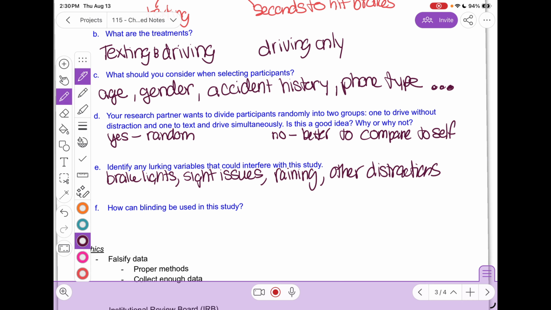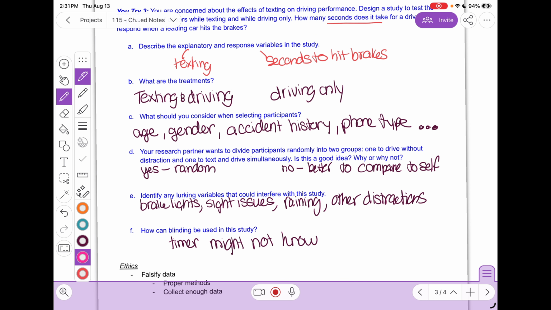How could blinding be used in this study? Obviously, the driver is going to know if they're texting or not, but the researcher or the person recording the time, the timer, might not know. All right, so there's some quick reviews of that vocab.